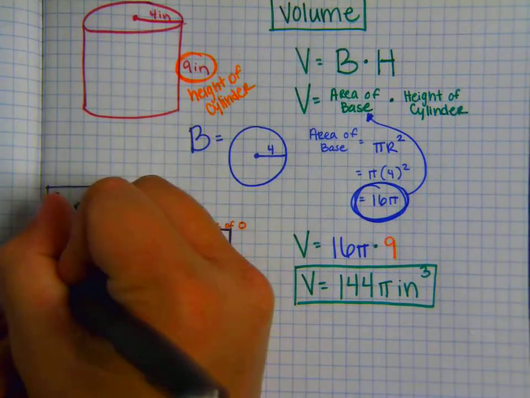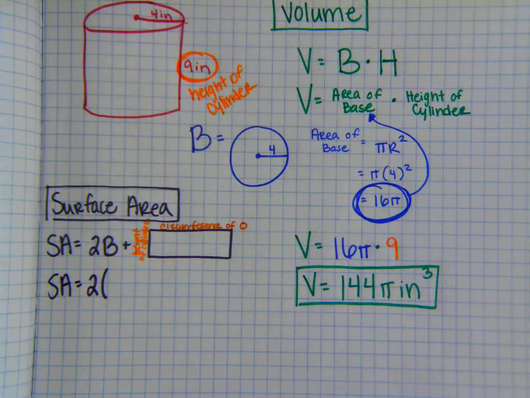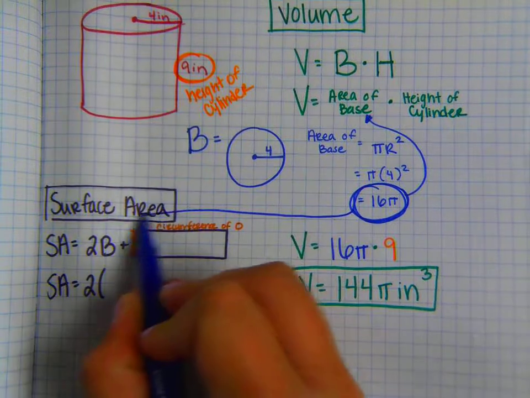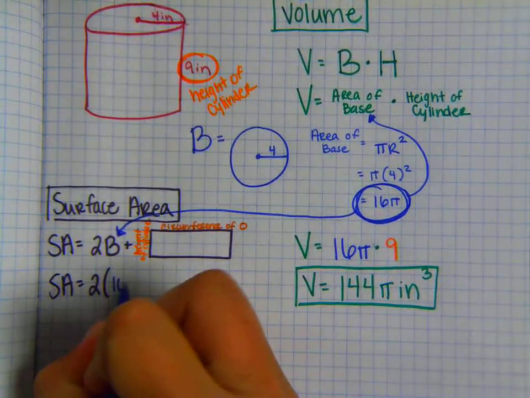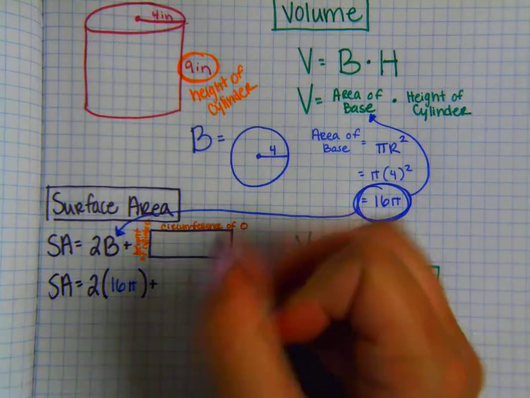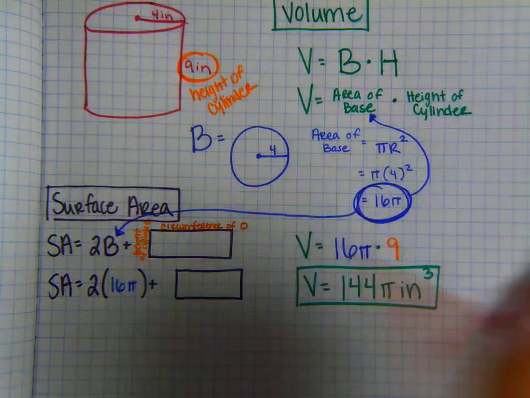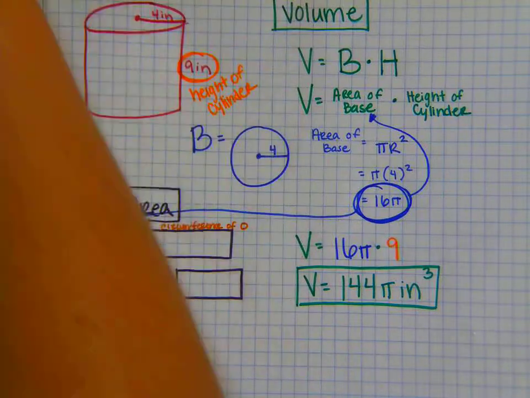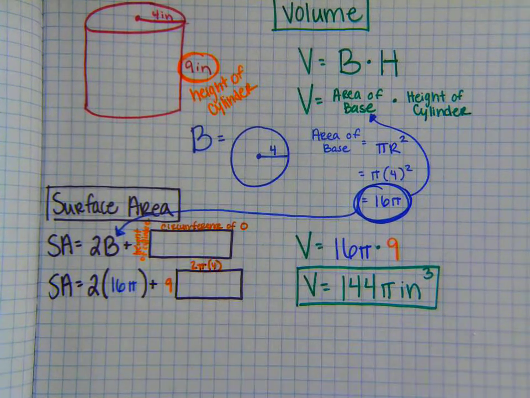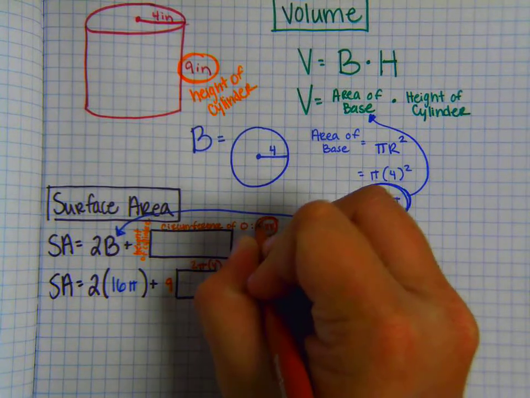Okay, and now we're going to put those values in. So the surface area is going to be 2 times big B. And we actually already found big B, right? Big B is the 16 pi. So I'm going to put the 16 pi in for big B. That's why it's always a good idea to circle that value, because you come back to it a lot. Plus, I'm going to draw that rectangle again. The height of that cylinder is 9. And then the circumference, 2 pi r. Remember, circumference is 2 pi r. Just as a reminder, it's 2 pi.